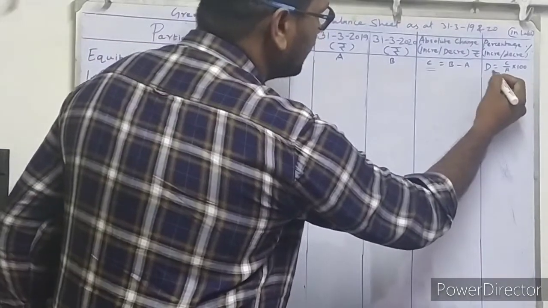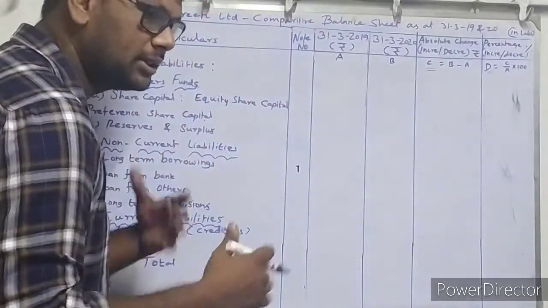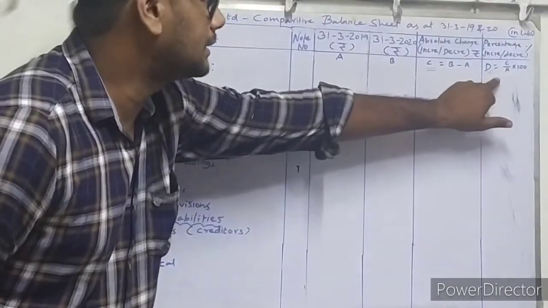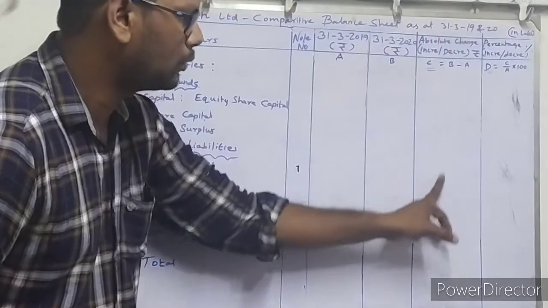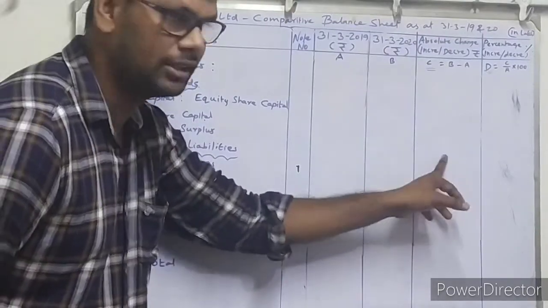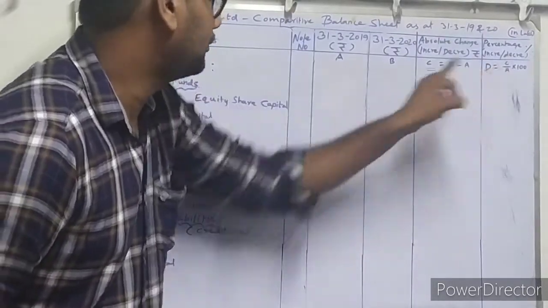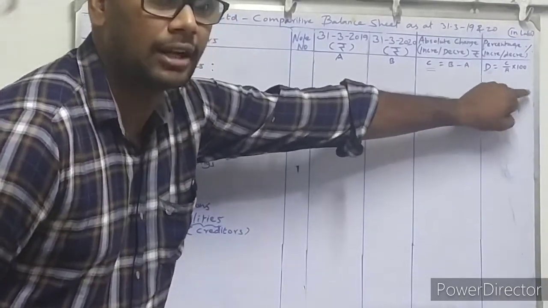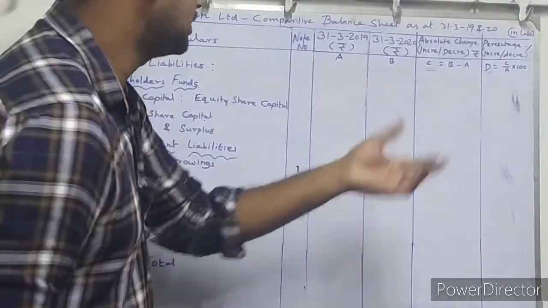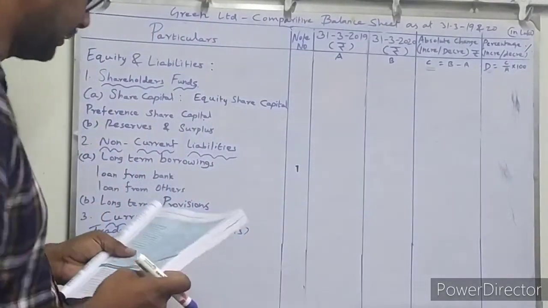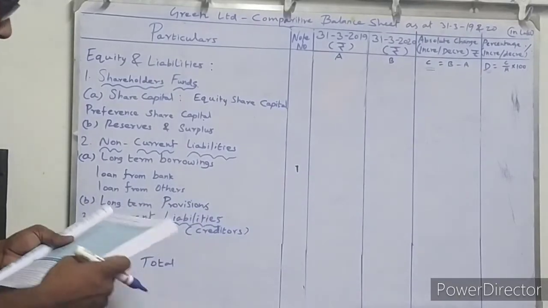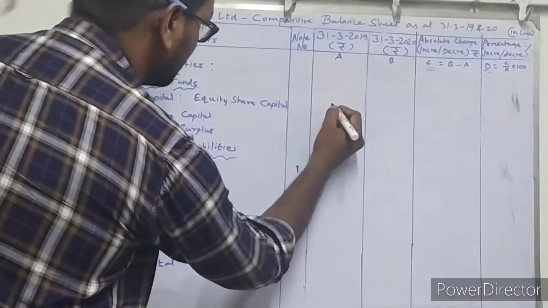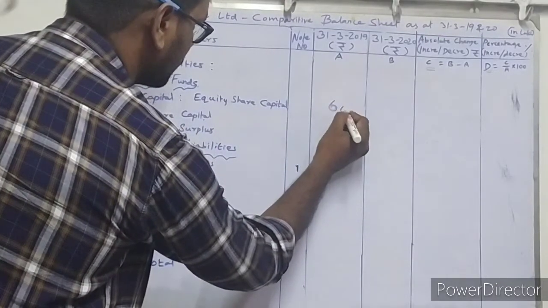Then we need D, the next one, the percentage change. How many percentage is increased compared with the previous year? We are going to calculate it with the help of this formula: D is equal to C by A into 100. See what we found over here: the absolute change in figures, in rupees. So C divided by the base year, which means the previous year information, into 100 to calculate percentages. Okay, first one. In the problem they have given 60 lakh rupees for the previous year equity share capital. 60 lakh rupees. Okay.